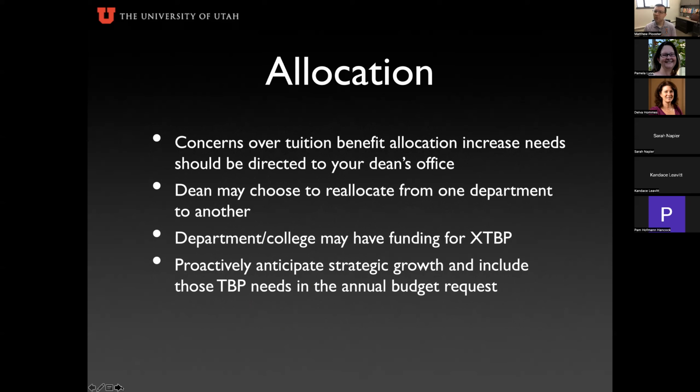But you also want to work with your department leadership and your college dean's office on proactively identifying and anticipating your strategic growth. The president does have a very ambitious research goal, which could be affecting our enrollment in the graduate class. So as you anticipate growth in your program, that needs to be communicated to your dean's office, and that needs to be part of the annual budget request. There's a specific form for tuition benefit.